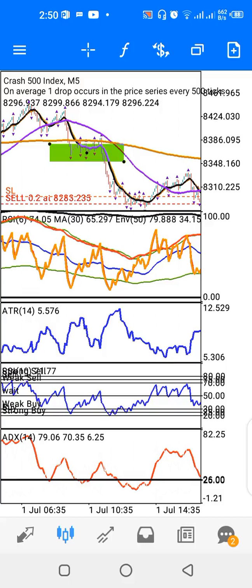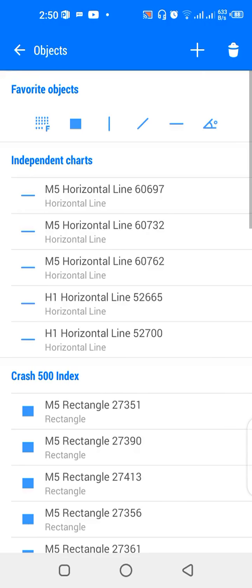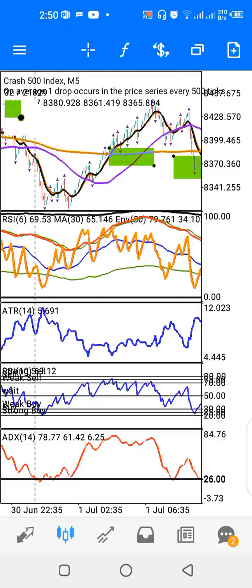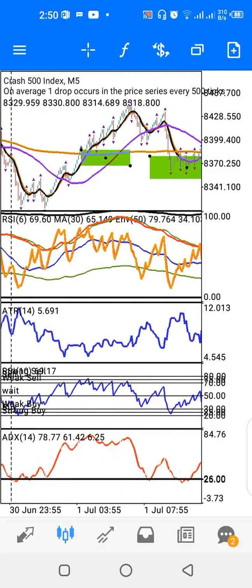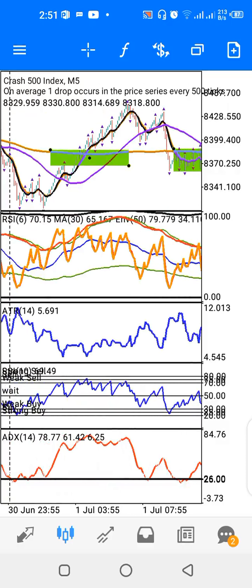Of course, for boom index, you do the reverse. For boom index, this will be when to buy. Okay, but we are looking at crash index. Of course, for crash index, you only look for sell trades, since sell trade will be in line with spike. So when price starts to spike downward on your crash 500 or crash 1000, you look for good sell opportunities. But for boom index, you look for good buy opportunities, especially when the bullish trend has formed.